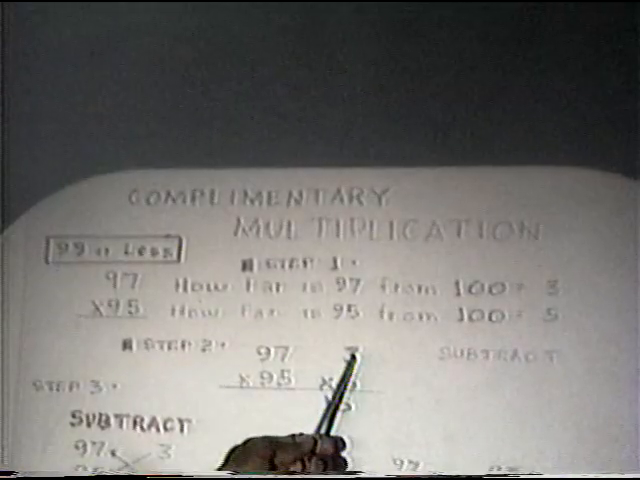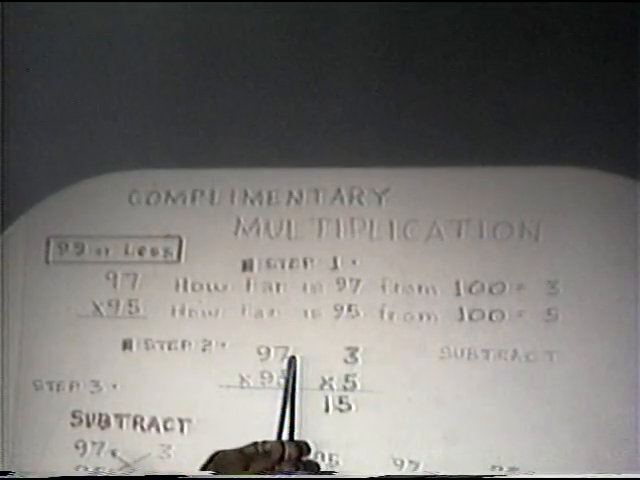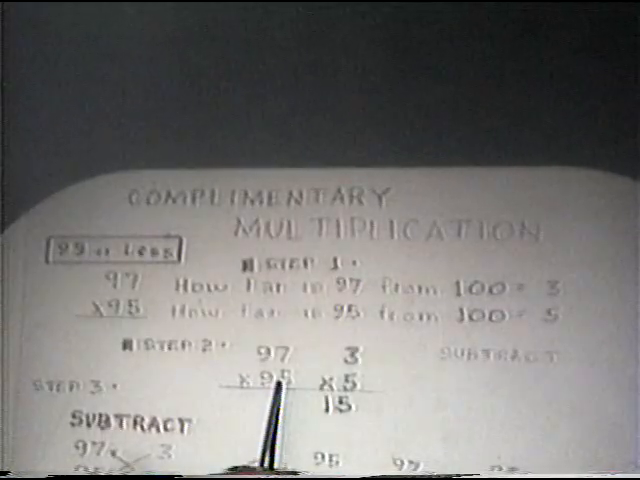Second step. Here's the 3. Here's the 5. Because 97, you add 3 to it, you get 100. 95, we add a 5 to it, you get 100. That's how far 95 is from 100. So we had the 3 and the 5. 5 times 3 is 15. That gives us our first number.